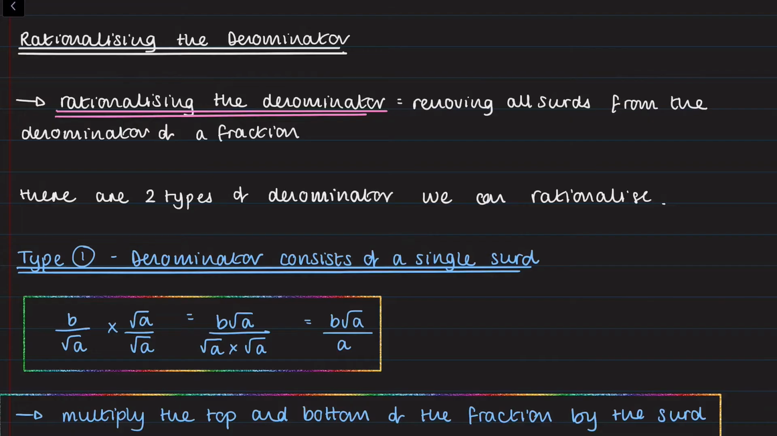There are two types of denominators that we can rationalise, and today we're only going to be talking about type 1. The type of fraction we are going to be rationalising today, we're going to call type 1, and that's where the denominator consists of a single surd.